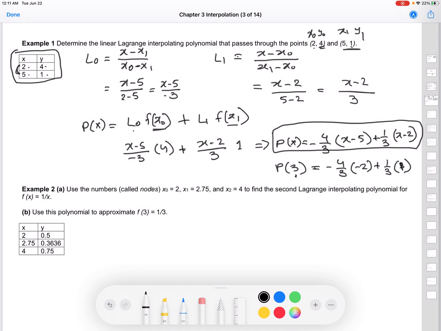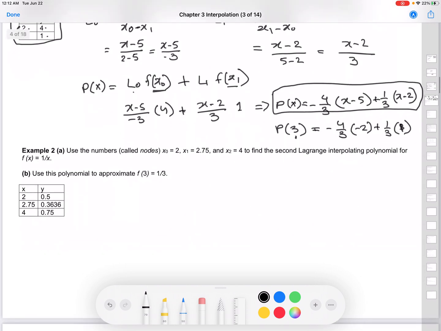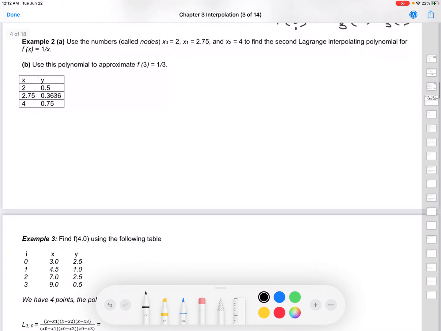Right now I am going to work on the next problem. You can see the next problem has 3 points. So what are the points? x0 is equal to 2, x1 is equal to 2.75, x2 is equal to 4.